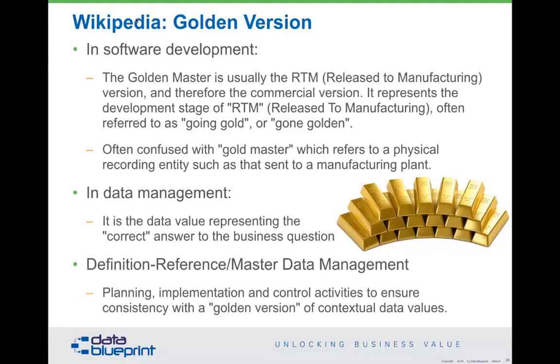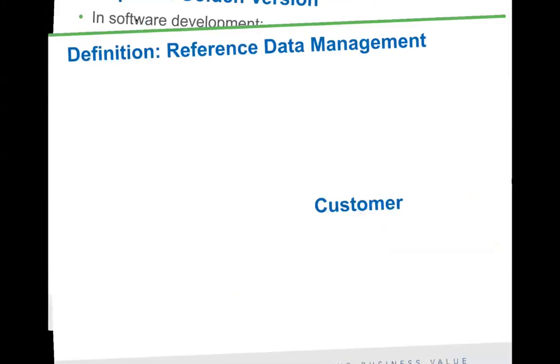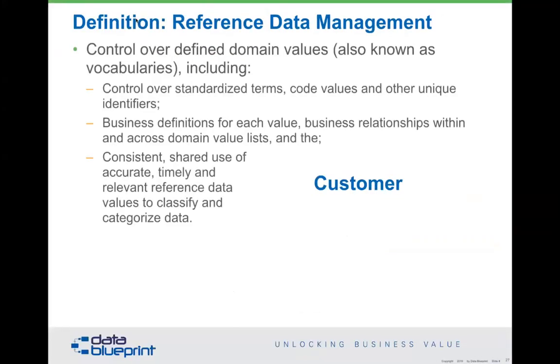So the definition is that these are planning, implementation, and control activities to ensure consistency with the golden values around these areas. Now, this control extends in two particular domains. The first one is reference data management. These are the control over the defined domain values, the vocabularies that we're standardizing in our organization here. And I'll give you a quick little example of all of this.